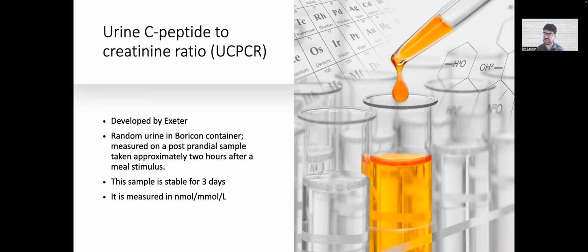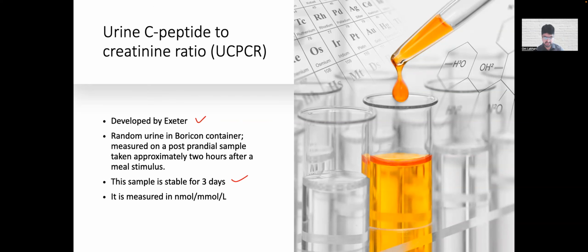Now, one standardized protocol which has been developed by Exeter is the urine C-peptide to creatinine ratio. This is very useful because you do not have to take a 24-hour sample, you can take a spot sample. So you take a random urine sample in a boric acid container, generally post-prandial, 2 hours after a meal. And this sample can be stable for up to 3 days.